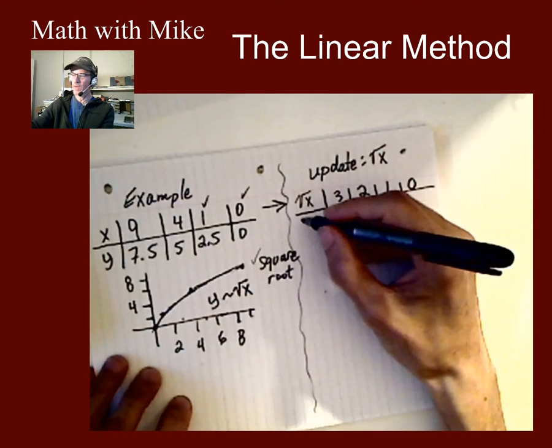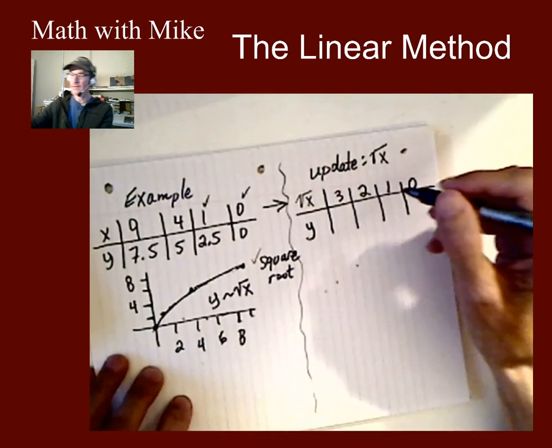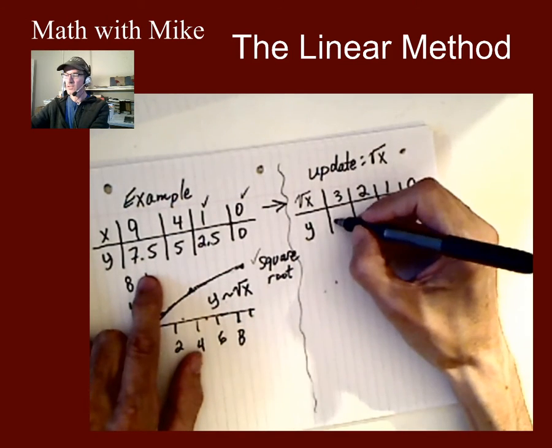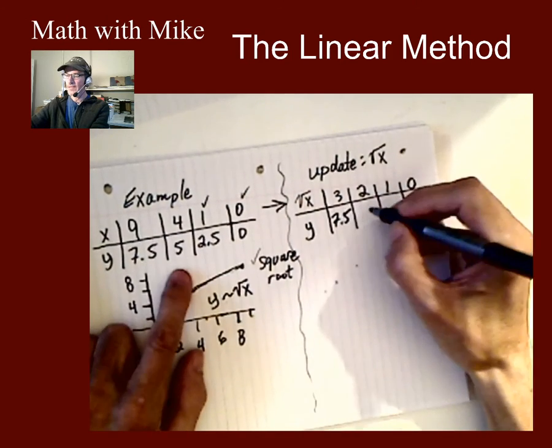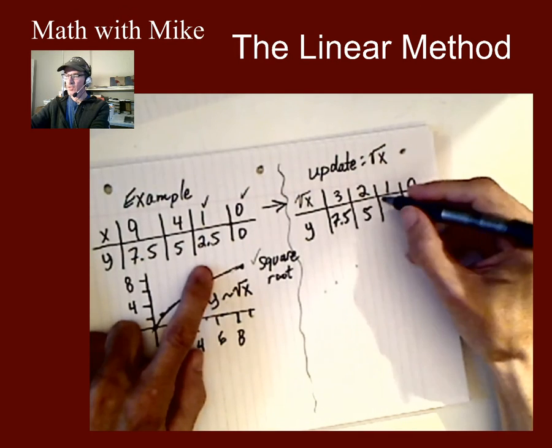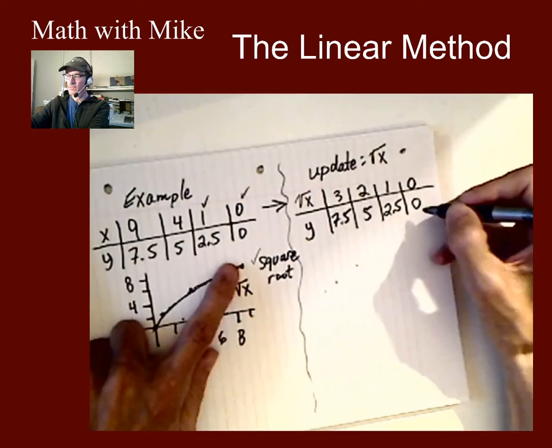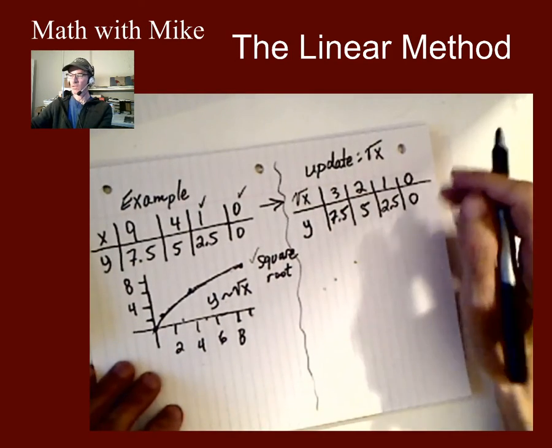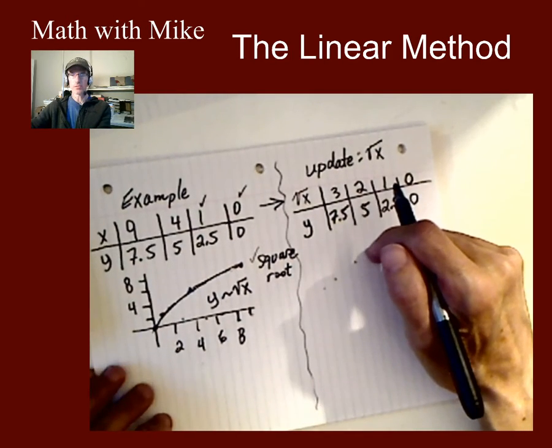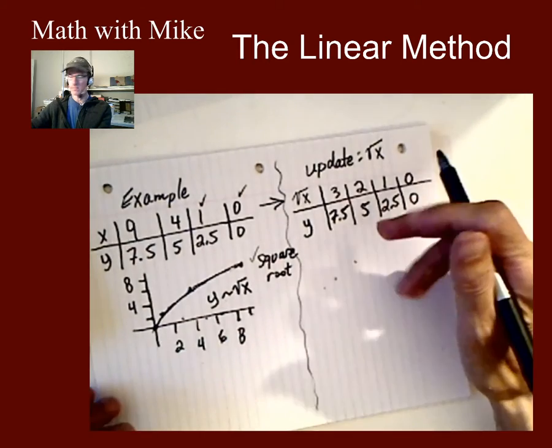The y values, transfer them over. No change. 7.5, 5, 2.5, and 0. Okay, we will sketch this to see if it's a line. It will be. Spoiler alert.